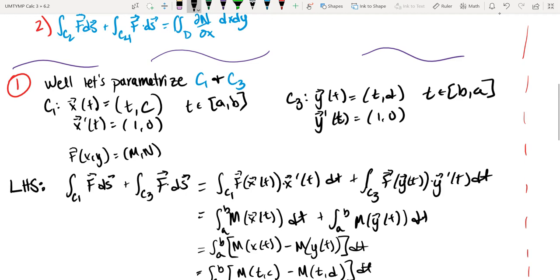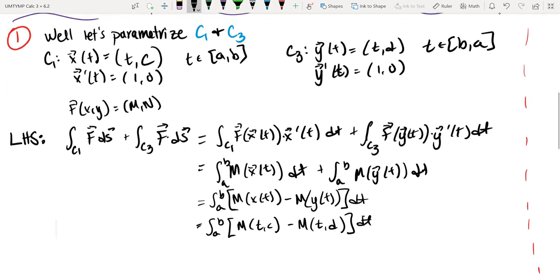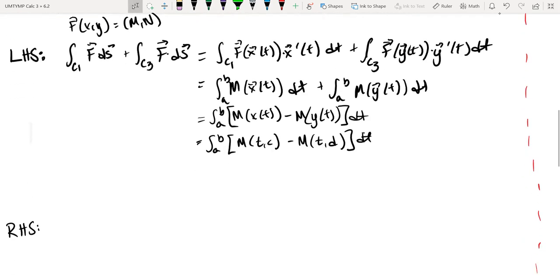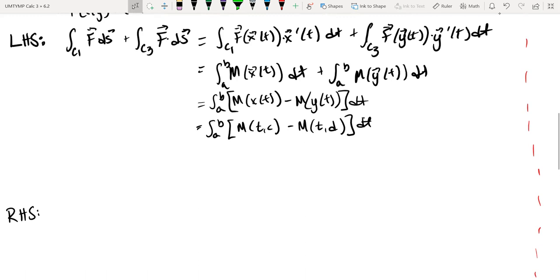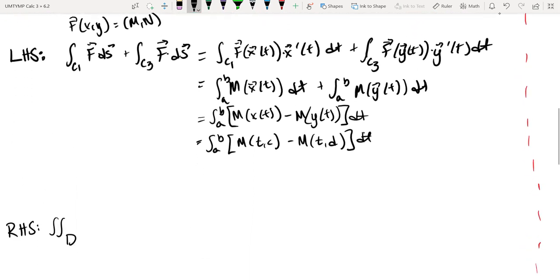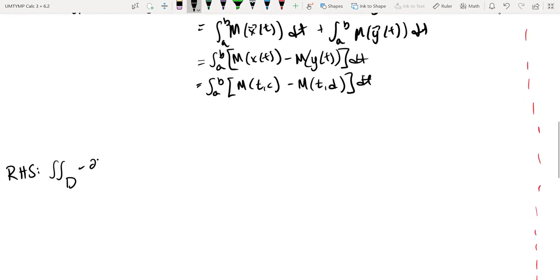Alright, so just kind of leaving that. Now we're going to jump and look at the right hand side. Okay, so the right hand side is again the double integral over D of, and then our claim here, just to revisit it, was that it's minus partial of M with respect to y, dx dy.